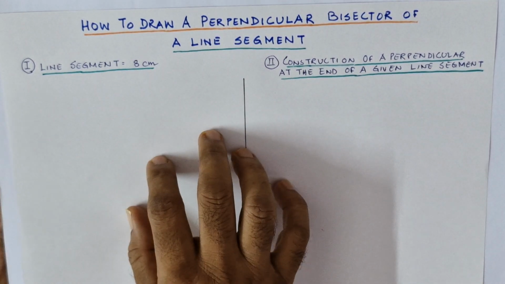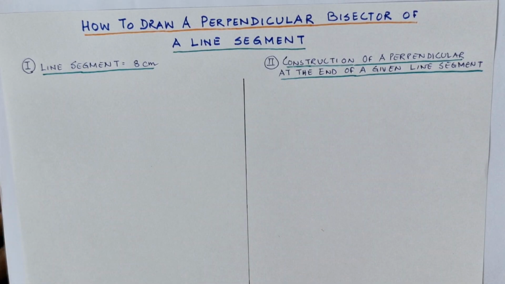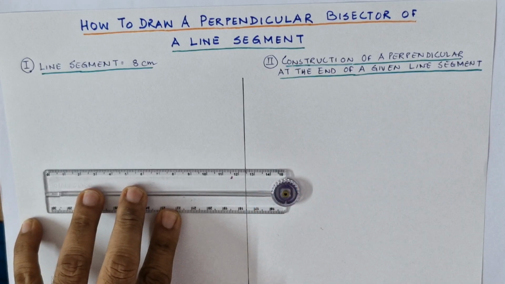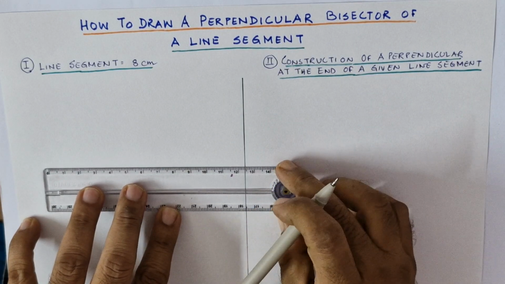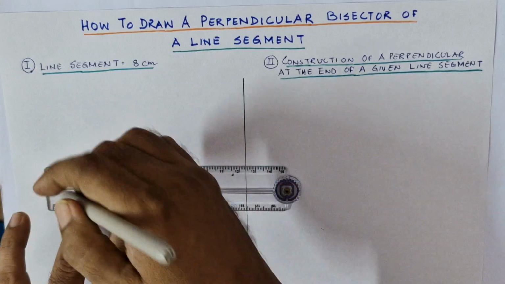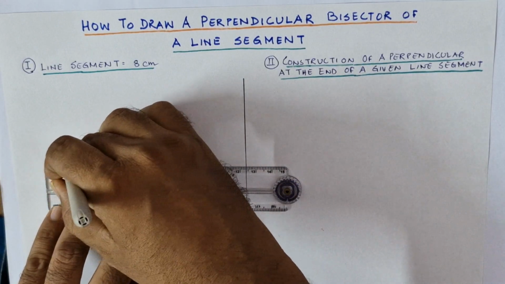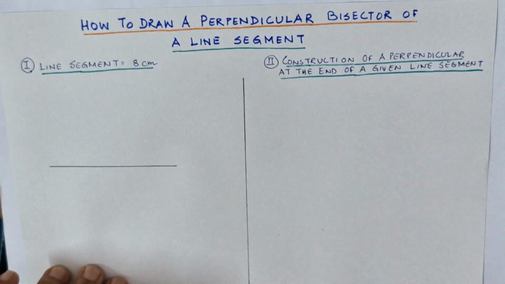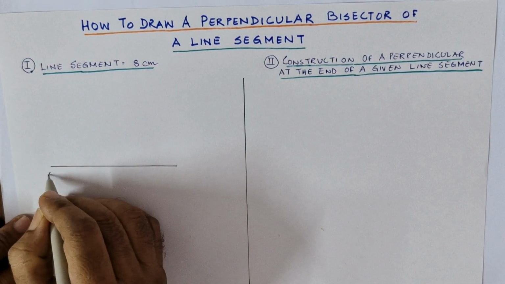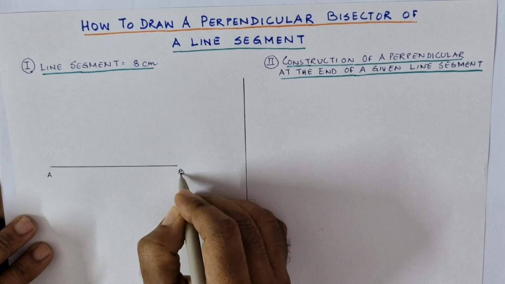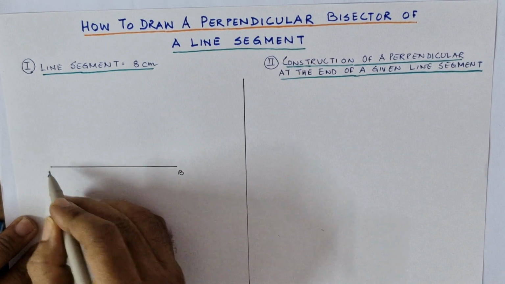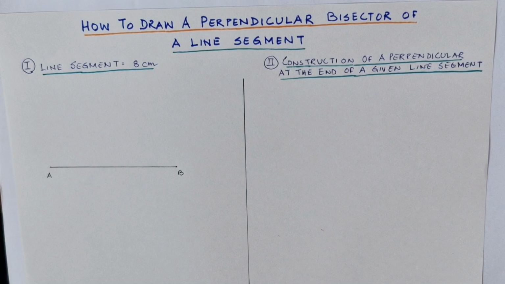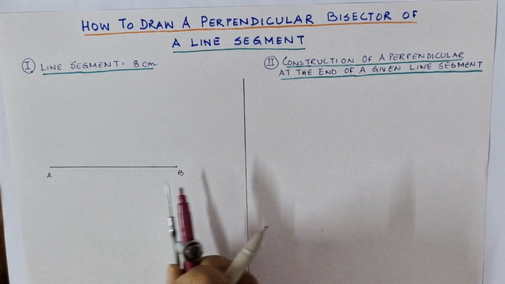So in order to draw this, let's draw the line segment first. Take a scale and draw the line segment of 8 centimeter. So from this to this, this is 8 centimeter. Let's name it as A, B, right? The end points should be clearly marked because you need to point the compass at these points.